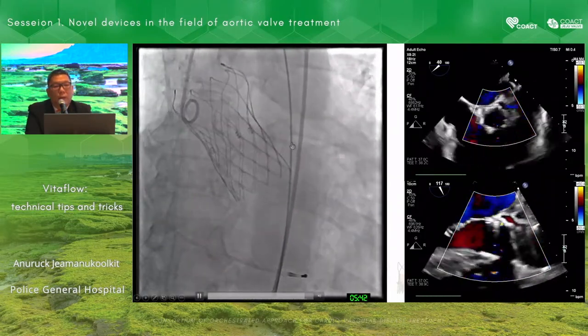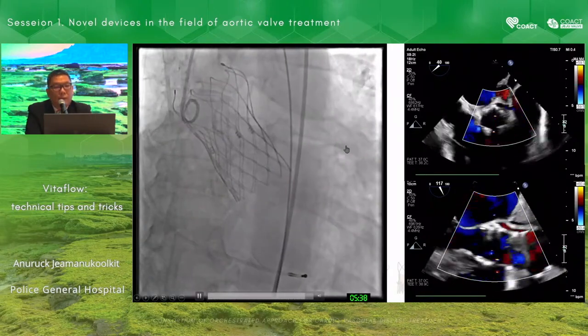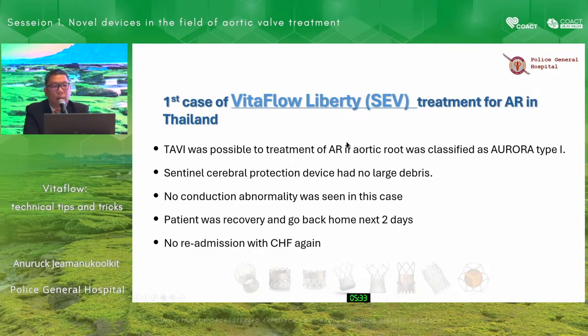There is no paravalvular leak. The valve sits well in the annulus, and it has no gradient when we finish the valve, without any conduction abnormality. So the conclusion of this case, the first AR Vital Flow in our country, is that it is possible because it's the Aurora type 1. We have three-part anchoring. The sentinel did not catch anything, no conduction abnormality. The patient recovered very well and was discharged after 2 days. No readmission for heart failure again.